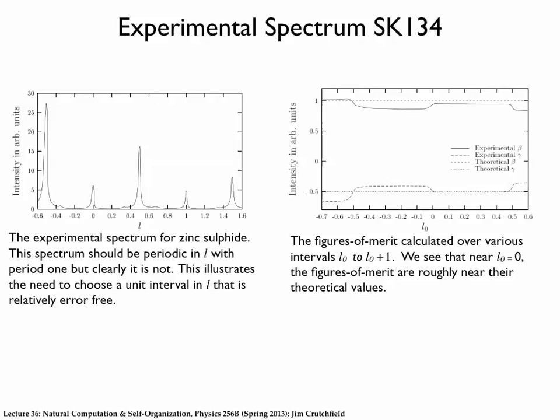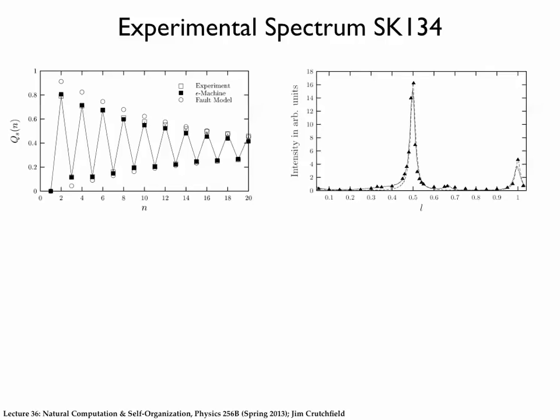So, how do we do? Let me just show you the correlation functions, which I'll remind you is the probability that two layers separated by a distance of n are the same, and I mean that in the ABC notation. The experiment is the dark squares, our reconstruction is the light squares, and the open squares is the fault model. In fact, you see that we do significantly better for correlation functions than the fault model does.